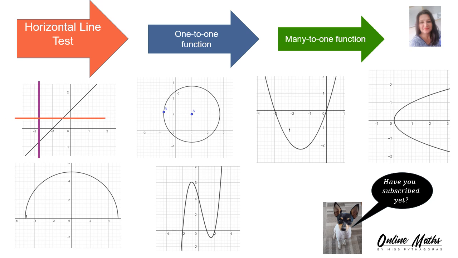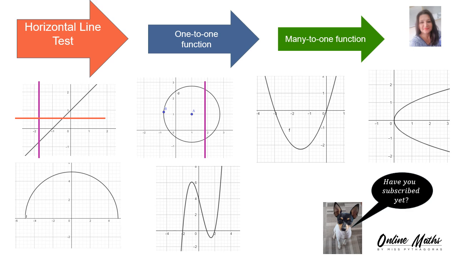When we perform the horizontal line test, you will see that the straight line cuts the horizontal line once, therefore it's a one-to-one function. If we look at the sketch of the circle, when we perform the vertical line test, it cuts it twice. Therefore, a circle is not a function.